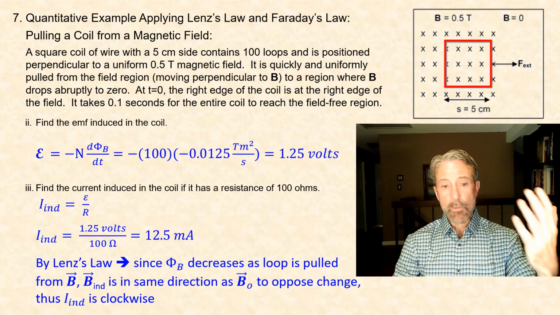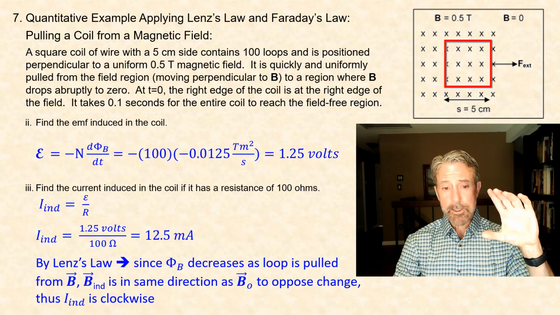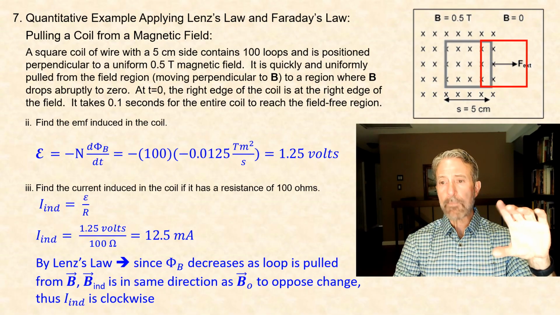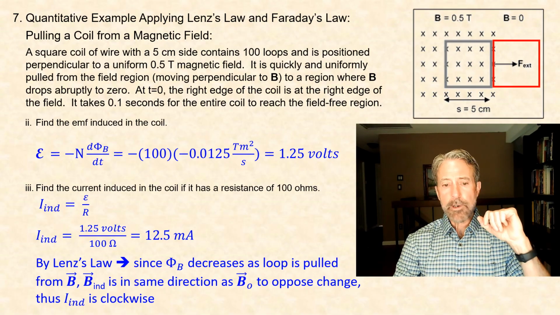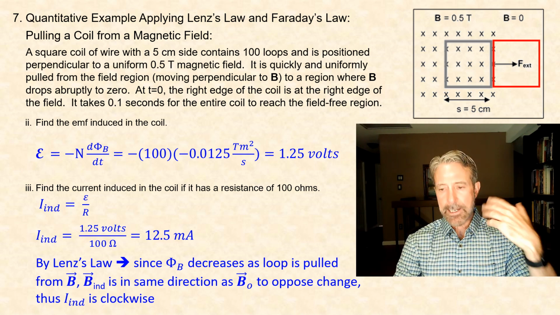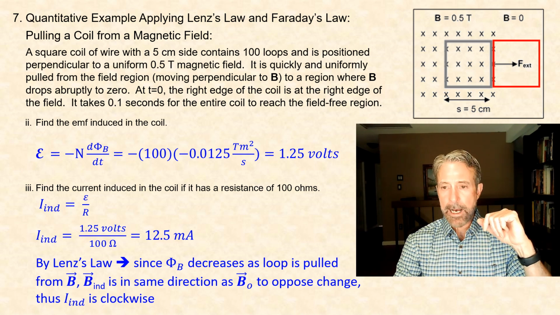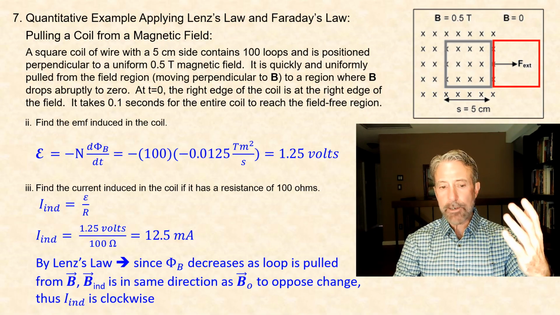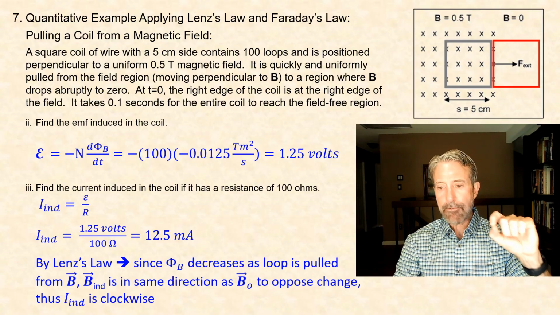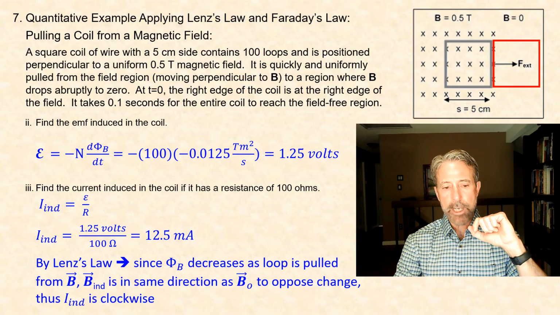Okay, so we see that according to Lenz's law, as we pull that coil into the field-free region, we can see that the number of magnetic field lines penetrating it decreases in time. That is, the magnetic flux decreases in time, in which case the induced magnetic field will be in the same direction as the original magnetic field to oppose that flux change.